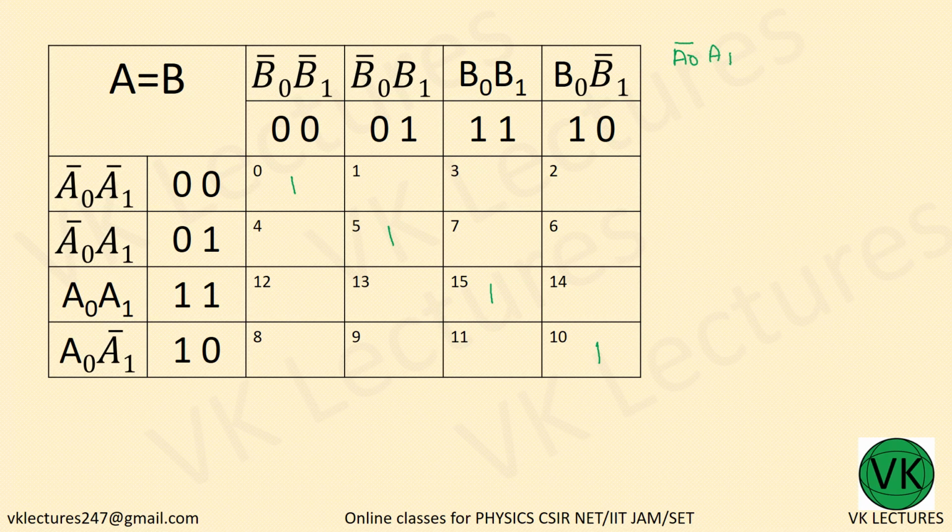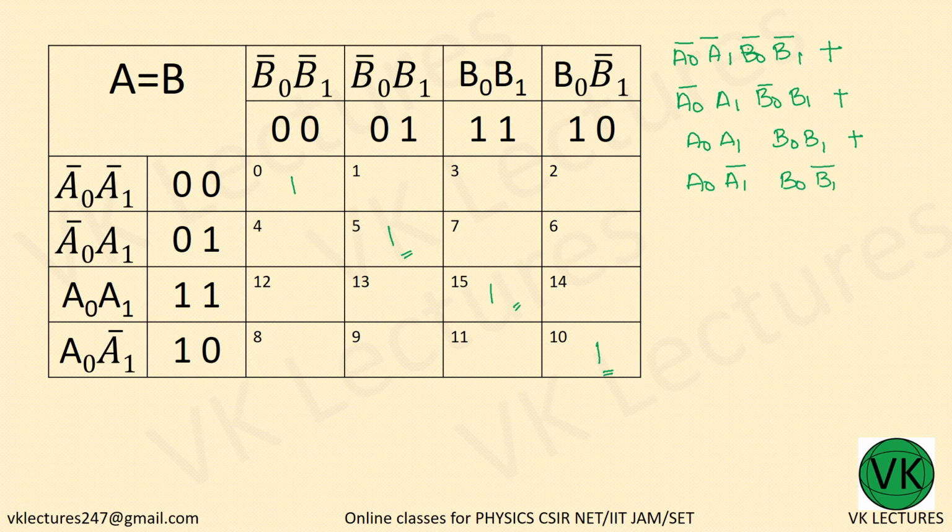A0 bar A1 bar, B0 bar B1 bar, plus the second term A0 bar A1, B0 bar B1, plus this is A0 A1, similarly B0 B1 again, plus here A0 A1 bar, so the second term should be the same, B0 B1 bar. So this is the output for A equal to B.